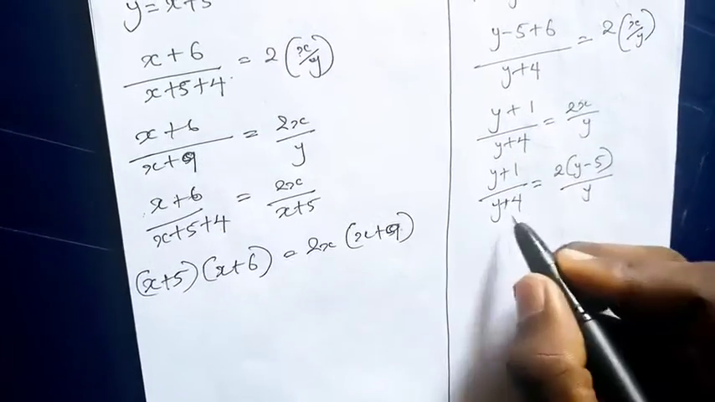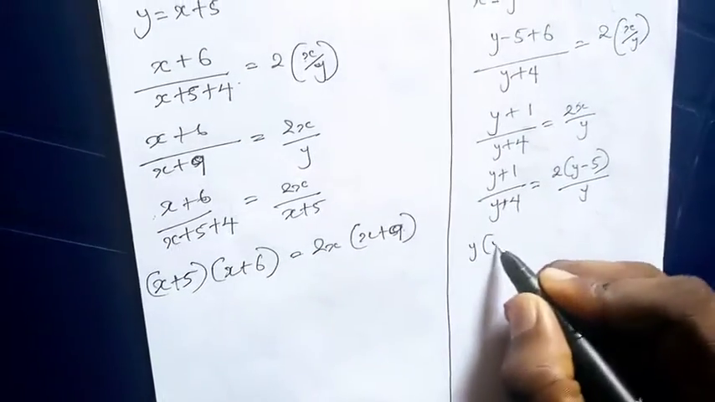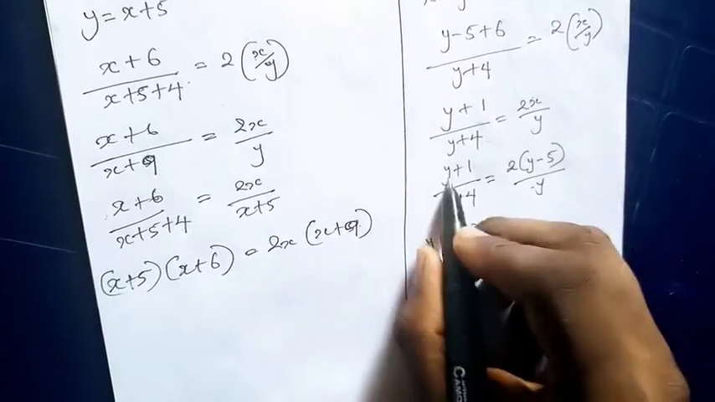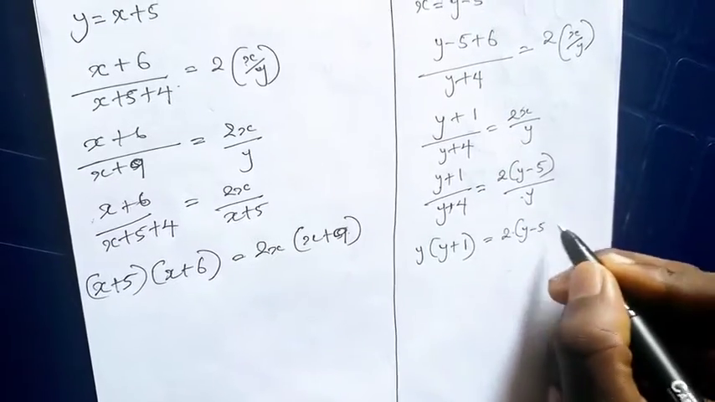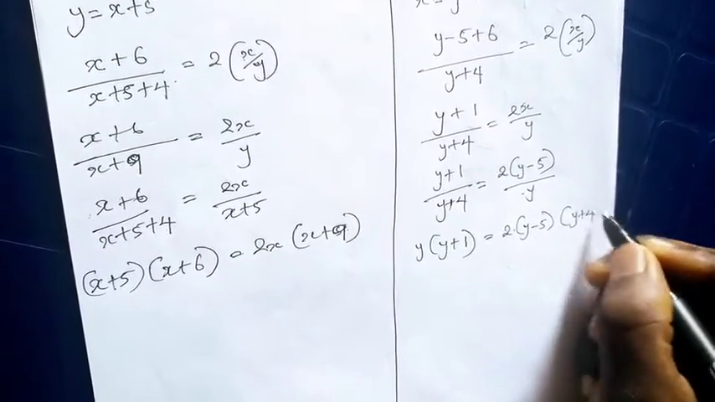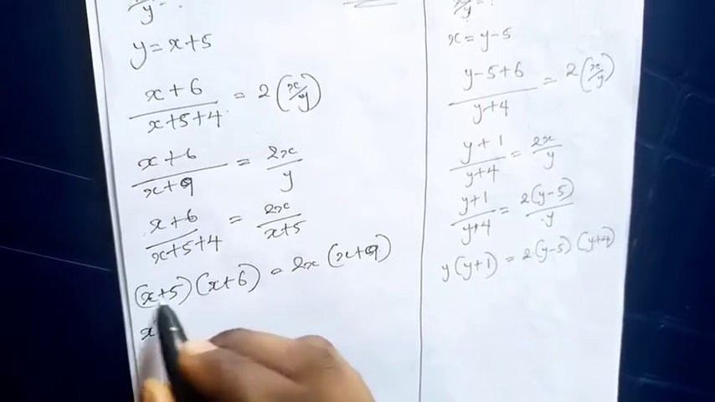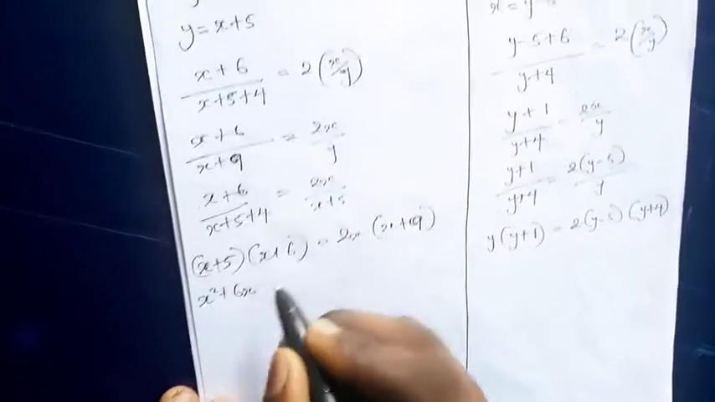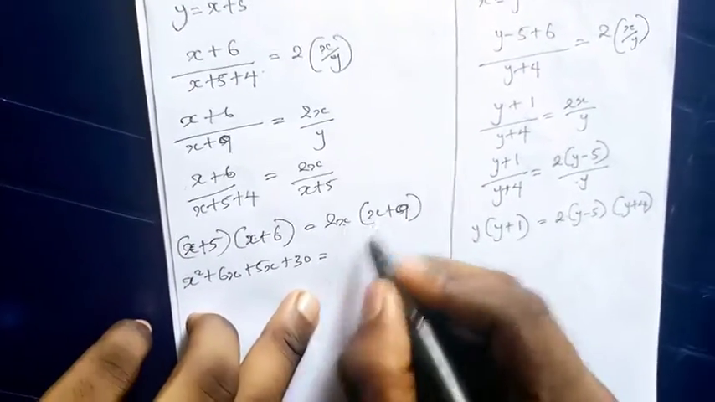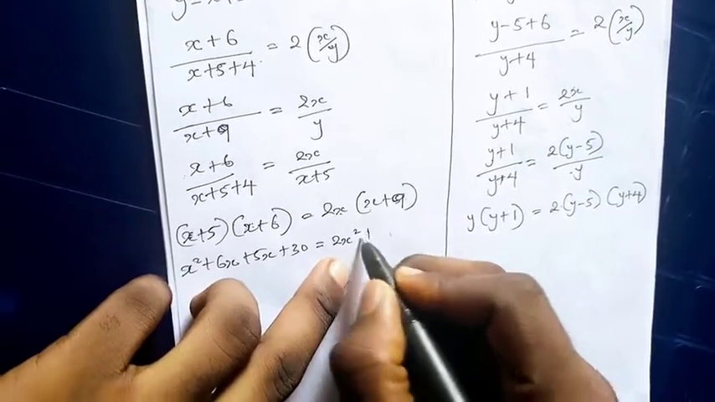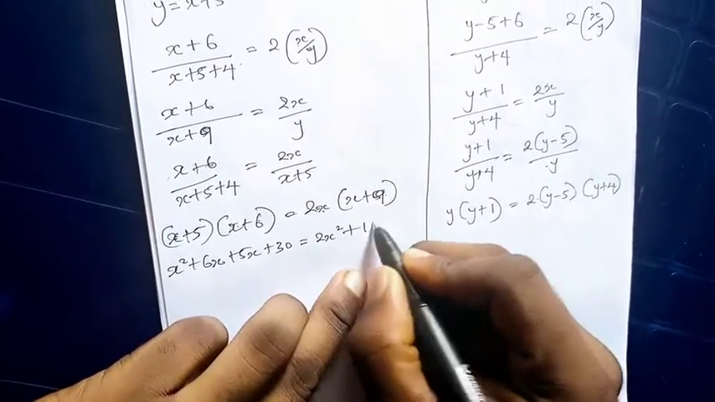And Mr. B, on the other hand, here has y, open brackets, y plus 1. So he cross multiplies and he is left with 2y minus, open bracket, y plus 4. Now the both of them expand. I'll have x squared here plus 6x plus 5x, then 5 times 6, I have 30. Here I'll have 2x squared plus 2 times 9 becomes 18x.